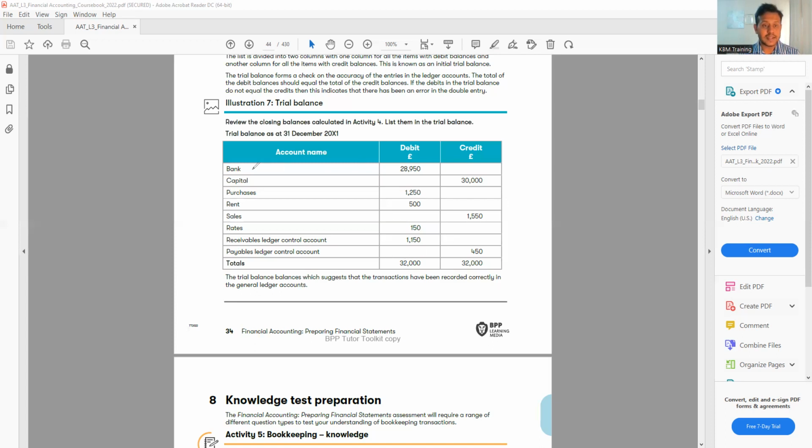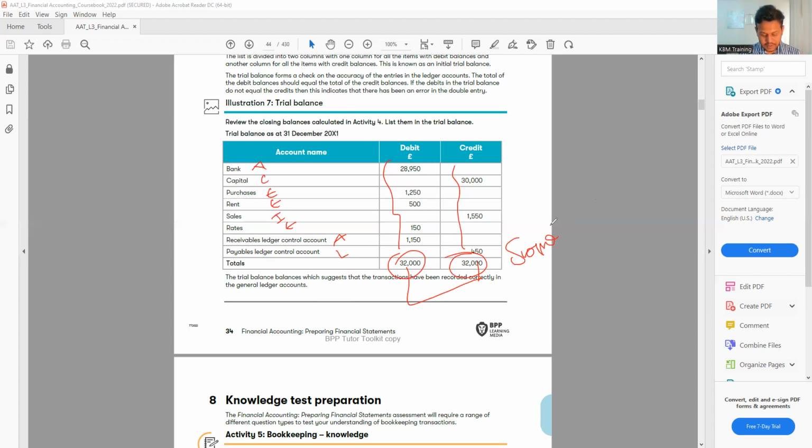For example, bank is an asset, that's why it's a debit. Capital is credit. Purchase is an expense, so it's a debit. Rent is an expense, debit. Sales is income, a credit. Rates is an expense, debit. Receivables ledger is our asset, a debit. Purchase ledger control is our liability, a credit. After adding the debits and credits, they will be equal. The debit side and the credit side always have to be equal. If it is not equal, a suspense account will be created. We're going to see in later chapters how the suspense account is created and how to solve it.